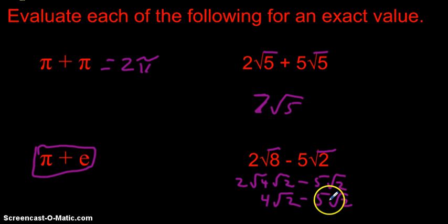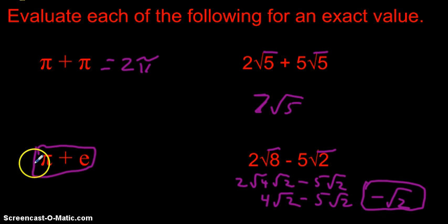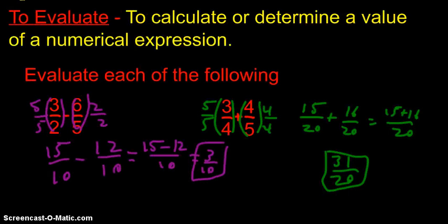Now they're like terms, and because they're like terms, we can combine them. So that's negative 1 radical 2, or just negative radical 2, because again, we don't need to write a 1 if it's a coefficient. Alright. I kind of skipped over this, I didn't mean to.